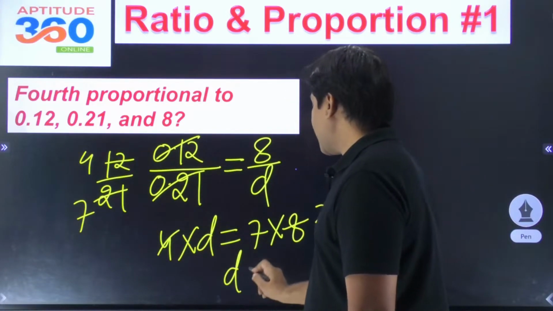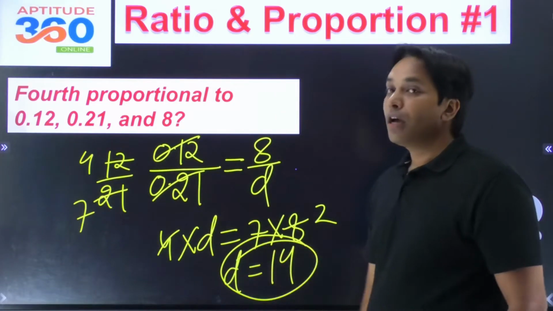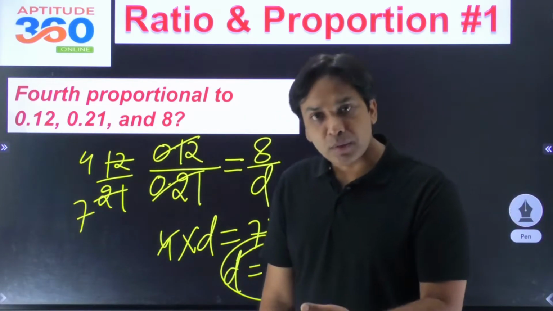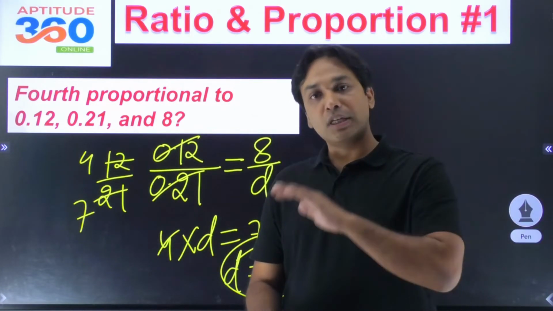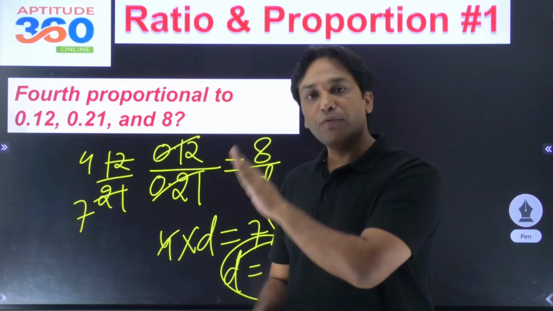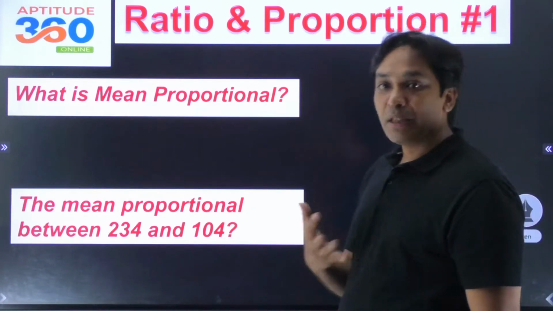The value of D comes out as 7 into 2, which is 14. So any three proportionals will be given to you and they would be asking you what is the value of the fourth proportional. So it could be the first or the second or the third or the fourth, any value. Now what exactly is the mean proportional?